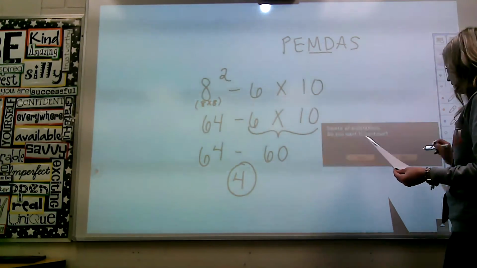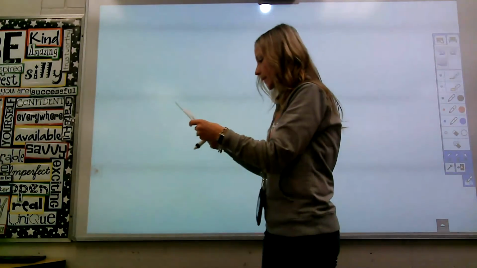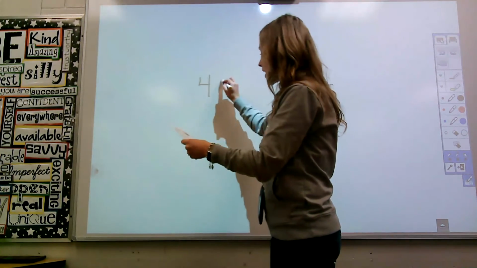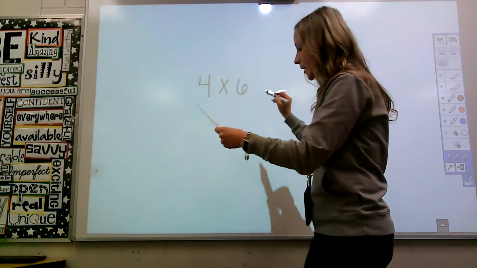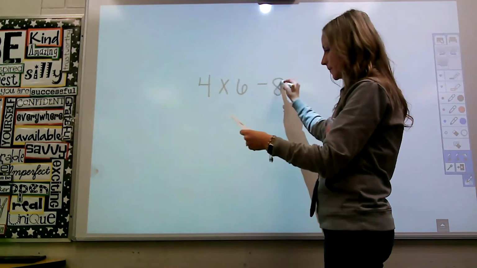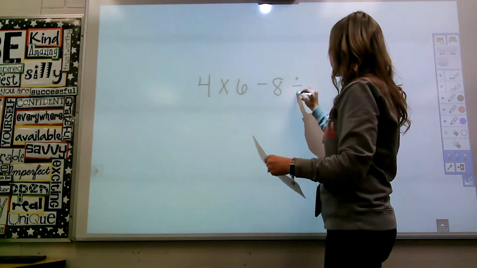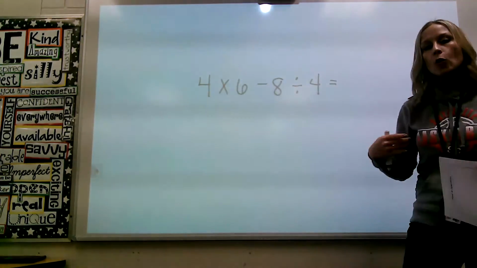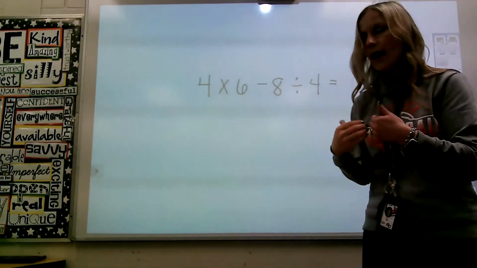So now we're going to do one more. We have several steps here, so we're going to try this one out. 4 times 6 minus 8 divided by 4. Remember, you can't just start over here and start working. Order of operations has rules you have to follow.